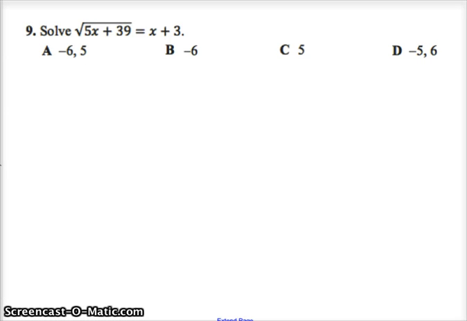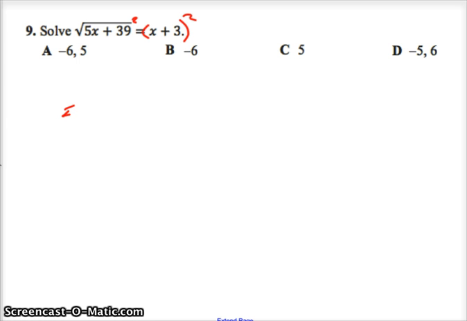Question number 9 asks us to solve the following equation: the square root of 5x plus 39 equals x plus 3. First up, of course, is get my radical by itself, which in this case it is. So I can go ahead and square both sides to undo that radical. Remember to square the entirety of x plus 3.